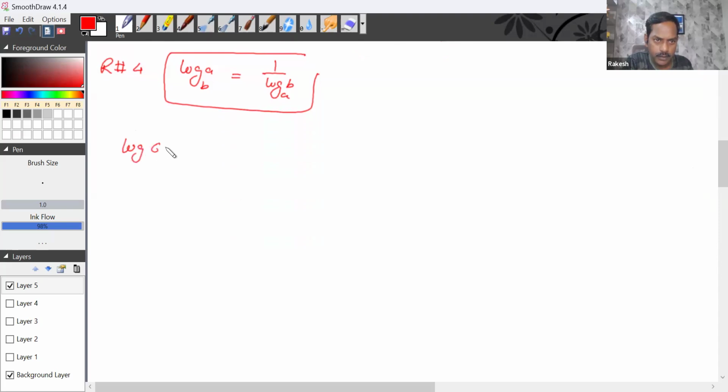Log of 625 with base x is equal to 4. You have to find the value of x. Very simple. There is no need of any rule. You can just convert it into the basic format, which is base and power. This should be equal to 625, which is nothing but 5 to the power 4. If the power is the same, the base needs to be the same, which gives me that the value of x is equal to 5.